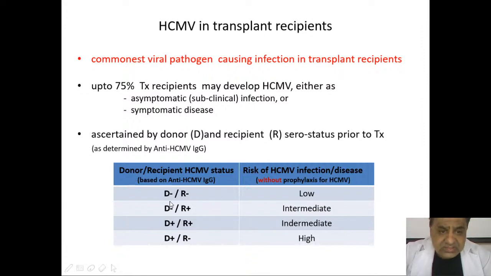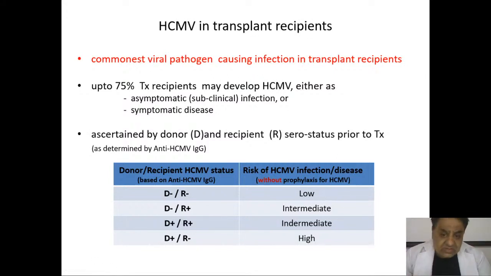So what we do is, D is the donor, R is the recipient. They do the IgG by ELISA, the anti-HCMV IgG test, and based on whether the donor and the recipient are both positive, both negative, or either positive or negative. Now, if both the donor and the recipient are negative, since neither has latent virus in their body, because if you have acquired the virus, you will be seropositive by CMV IgG, in this case the risk of CMV is minimal to low.